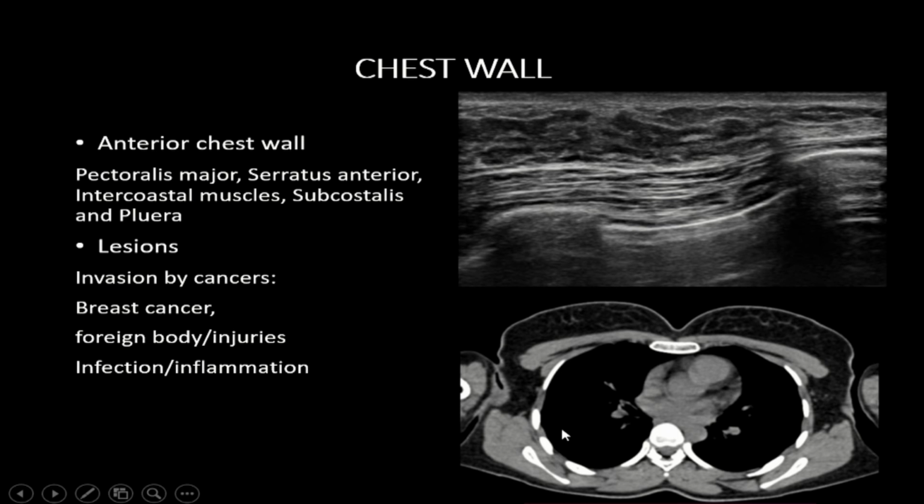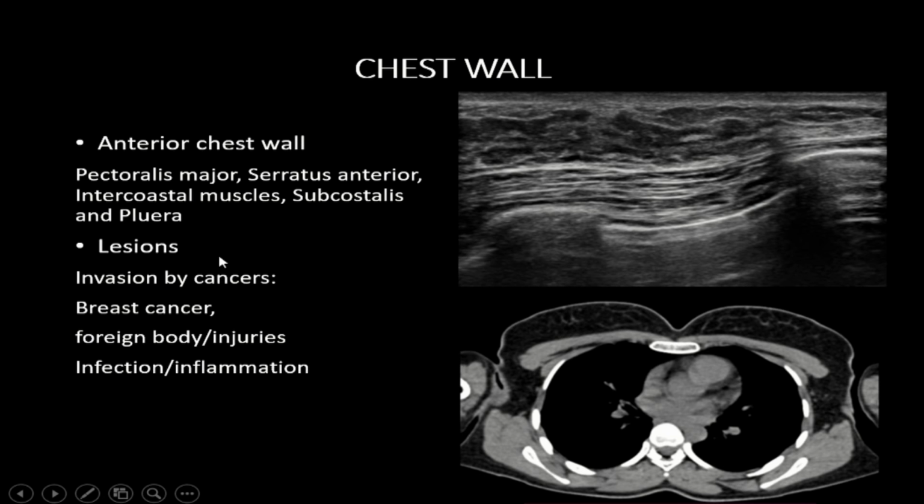Chest wall. Chest wall is a very important structure while you are scanning the breast. This is the breast parenchyma and the chest wall, which is made up of serratus anterior, pectoralis major and serratus anterior behind. Pectoralis minor is not seen over here. In the corresponding CT image, pectoralis major, minor and serratus anterior would go like this, and these are the intercostal muscles, and the pleura behind.